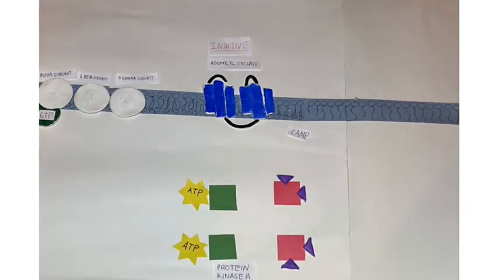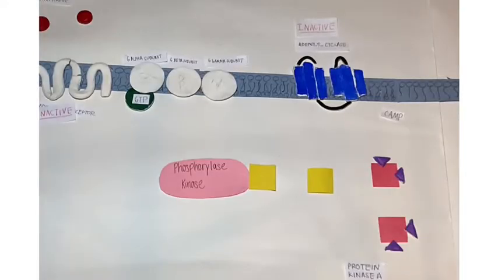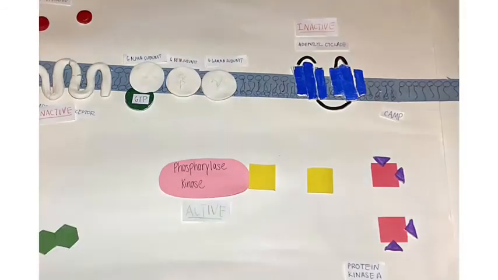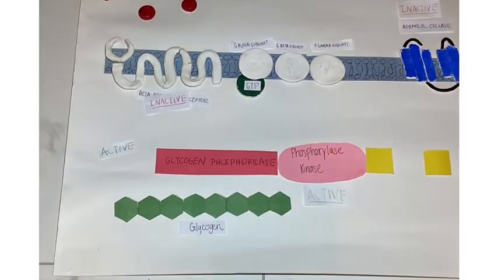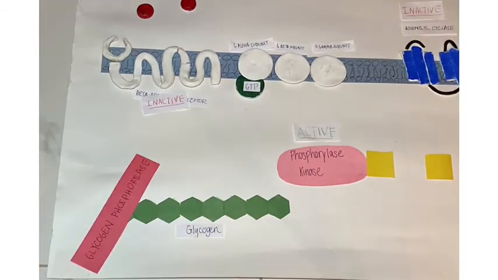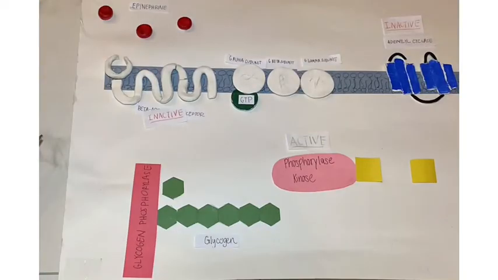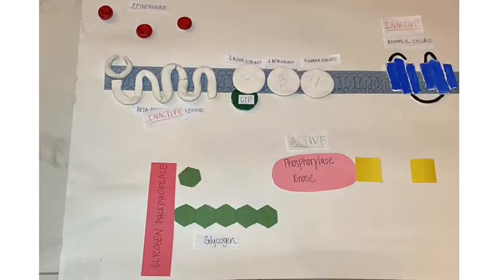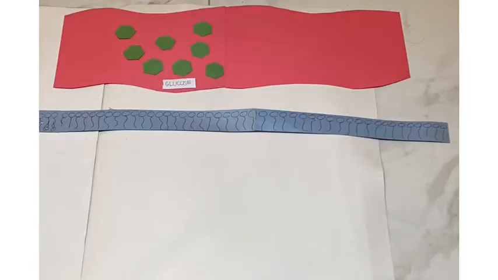ATP activates the two inactive subunits. Then, the activated subunits add phosphate groups to an enzyme called phosphorylase kinase. This reaction then activates the enzyme and causes phosphorylase kinase to phosphorylate another enzyme called glycogen phosphorylase. Activated glycogen phosphorylase creates a cellular response to epinephrine, where this activated enzyme breaks down glycogen into glucose molecules. This allows glucose molecules to be transported across the plasma membrane and enter the bloodstream.